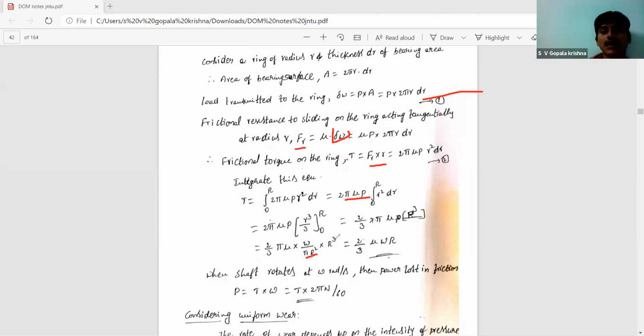Here the known terms are there: R cube and R square cancel, and pi cancels with pi. The remaining term is 2/3 mu W R. That is the frictional torque acting on the flat pivot bearing. This is a very, very important derivation, so all of you observe that.